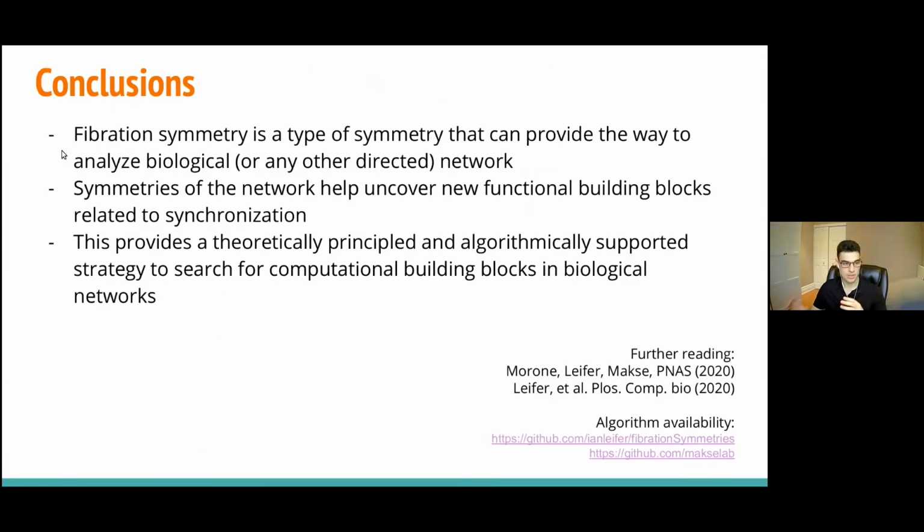So the conclusions are this. First, vibration symmetry, the stuff I talked about in the beginning, is a type of symmetry that can help to analyze biological or any directed network. Number two, we can uncover functional building blocks that are related to synchronization based on these symmetries. And the last thing I want to say is that this approach is not only theoretically principled, but it's also very heavily algorithmically supported, because these things have been researched in computer science for a long time, and there are many different approaches to how to do this. So it's computationally very easy.